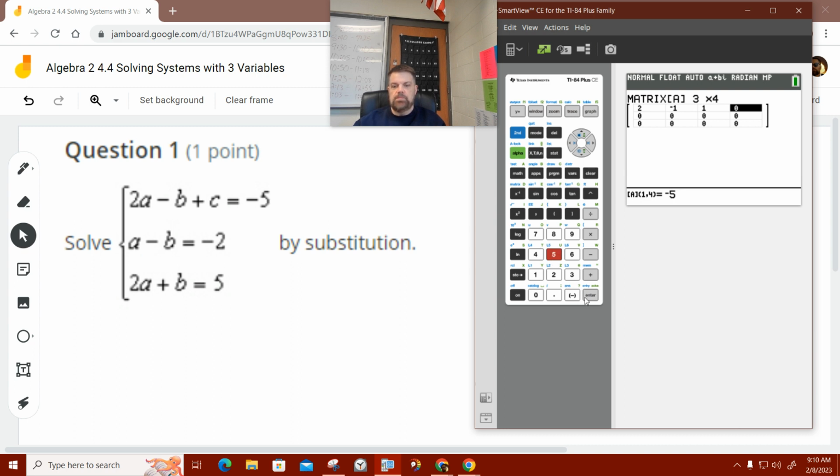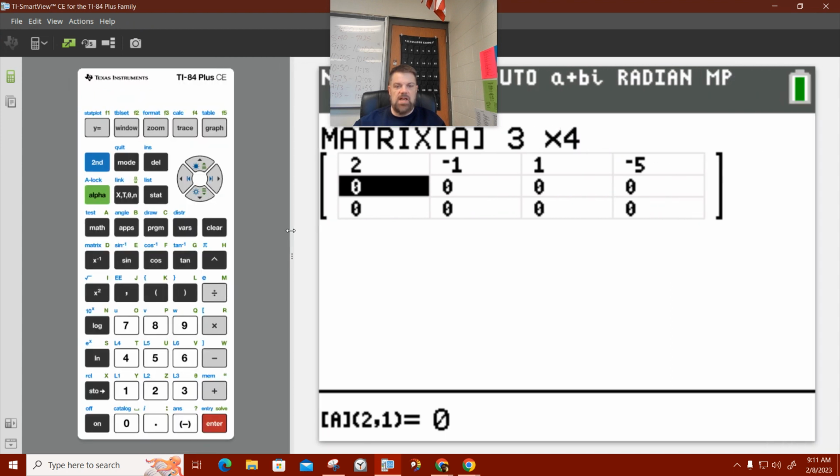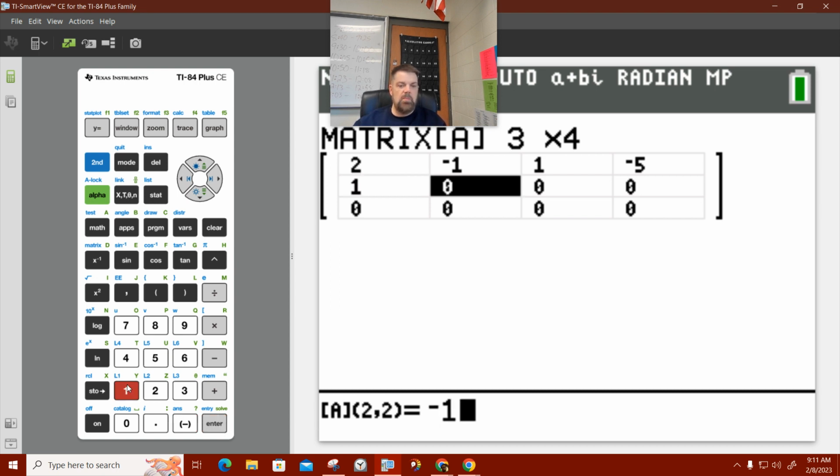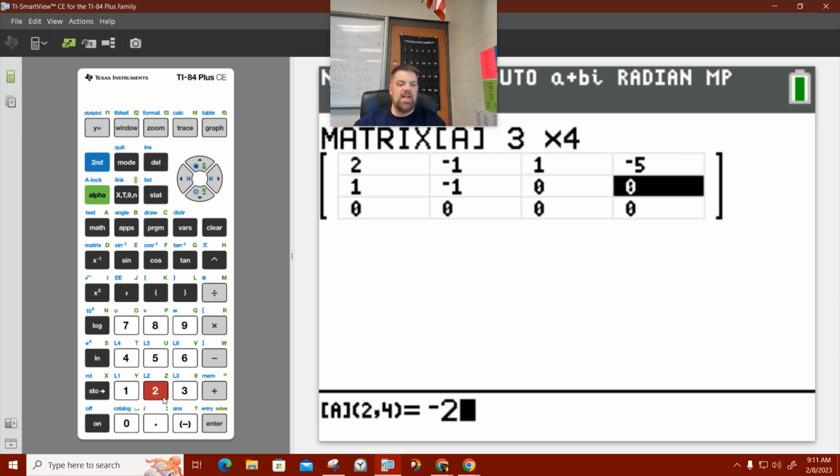Okay? And I'm going to zoom this out so you guys could see it a little better. Then the next one, I just have 1a, right? And then negative 1b, but there's no c. In other words, there's 0 c's. So you put 0 in that column. Make sure there's a 0 there. And then it's equal to negative 2.